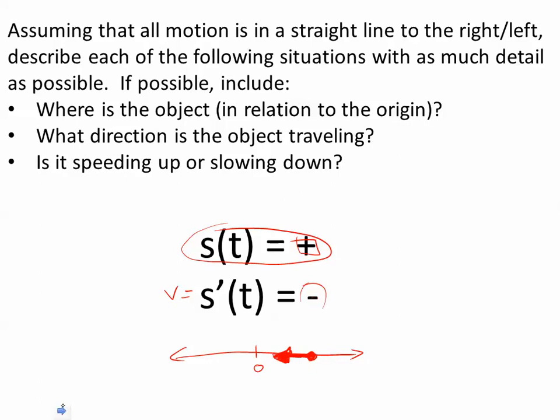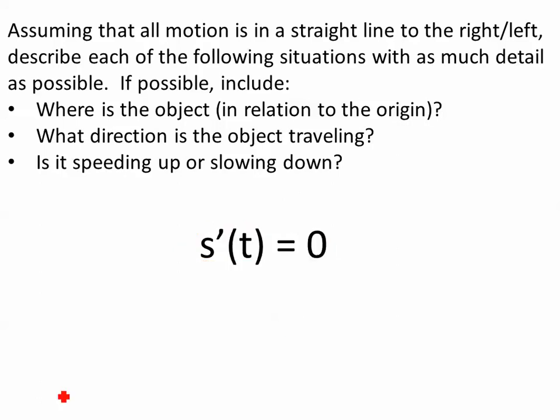All right, next up. If you want, after you read it, pause it as soon as you get to this slide so that you can then work through it on your own and then listen to my explanations. All right, so here it says s prime of t equals 0. What is that telling me? Well, s prime of t is the velocity. So velocity equals 0. Now, what does that tell me?